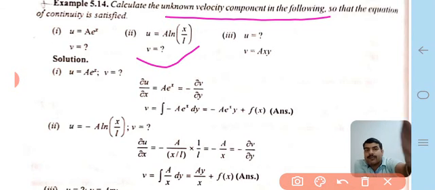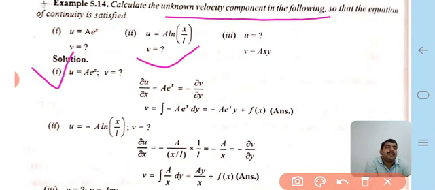Now, the solution of the first part. u is given, that is a e to the power x, and v is not given, that is the calculated value. Therefore, differentiating this equation, del u upon del x is equal to a e to the power x, which is equal to minus del v upon del y.